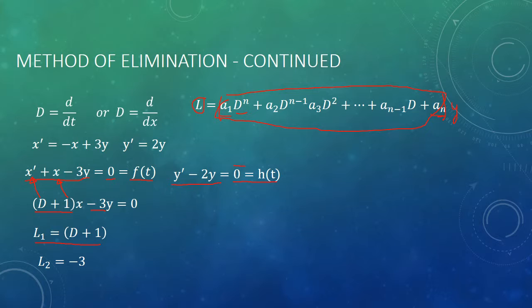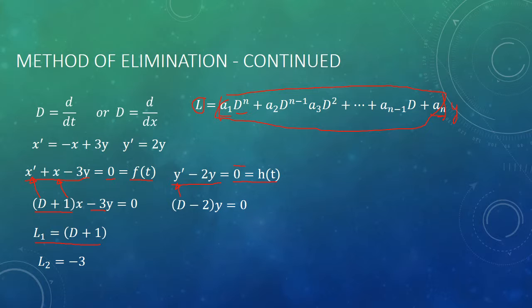So I've created two operators, so I could write this as L1 times x plus L2 times y equals 0. Now let's do that again for the y's. So again, my d is associated, I got a d times y, so that's a derivative of y, or y prime.